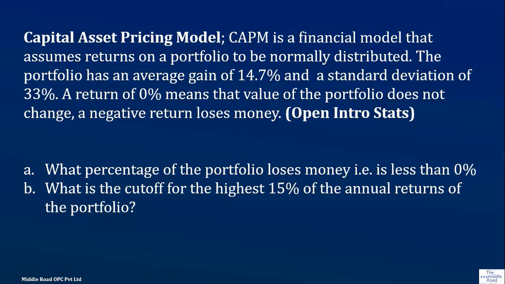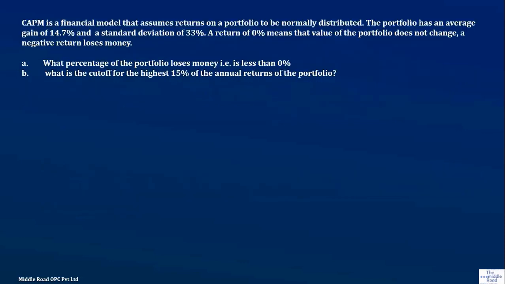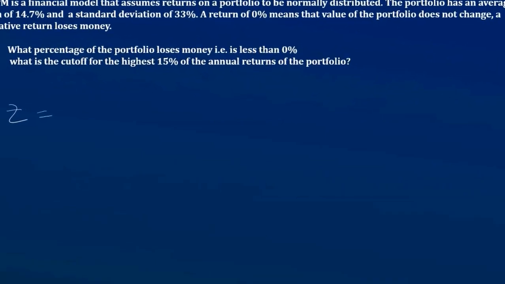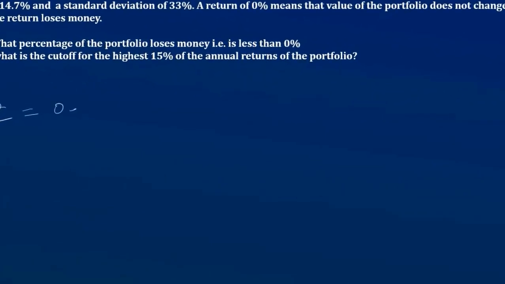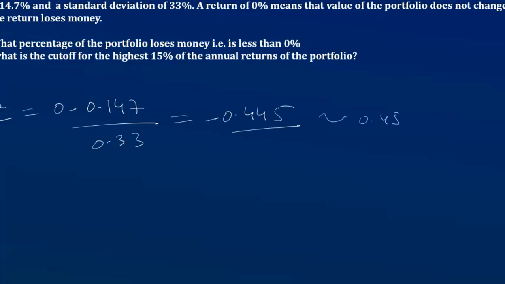0%. So let's put it as 0. Anything less than 0 loses money. I'll calculate the Z score for that value. The Z score value for 0: the mean is 0.147 and the standard deviation is 0.33. If you calculate this, it is minus 0.445, which you can approximate to minus 0.45. You need to know the value for minus 0.45, because when we put this on a curve, this is 0, and this comes somewhere less than half of one standard deviation, at minus 0.45.